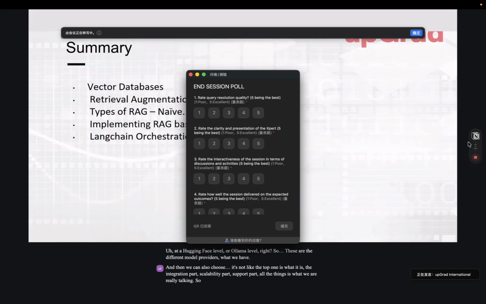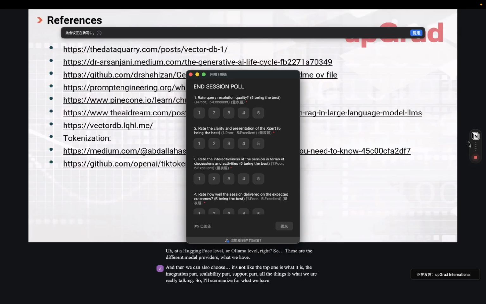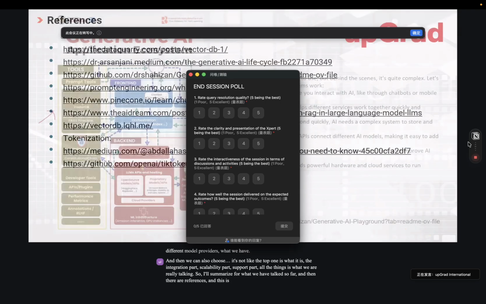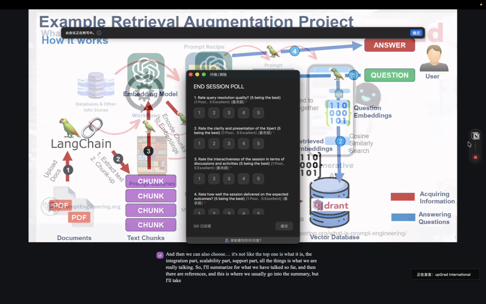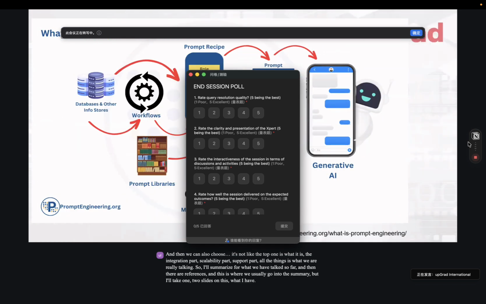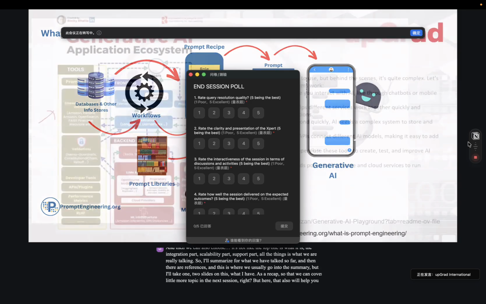So I'll summarize what we have talked about so far, and then there are references. This is where we usually go into the summary, but I'll take 1 or 2 slides on this as a recap, so that we can cover a little more topic in the next session, right? But here, that will also help you in the summarization.